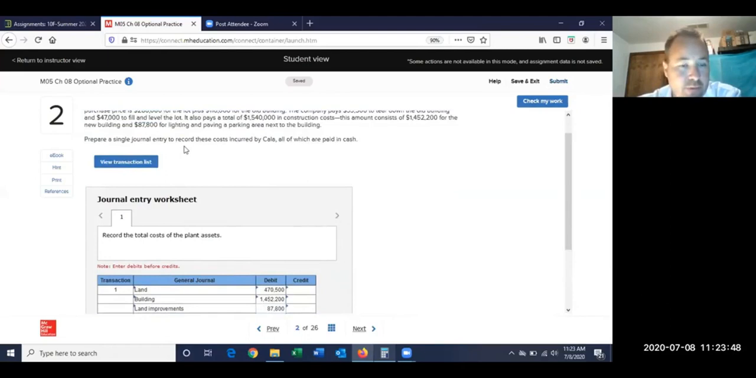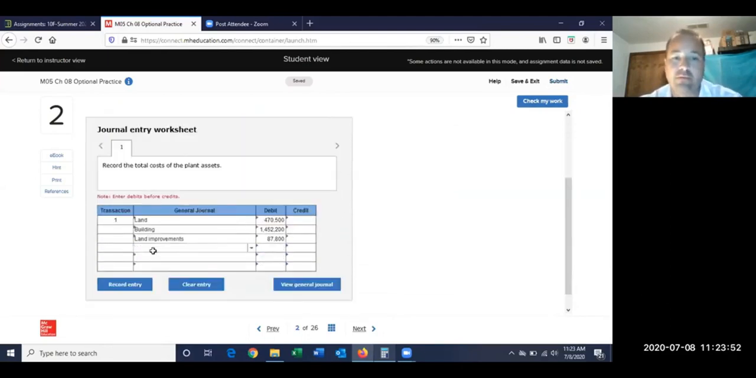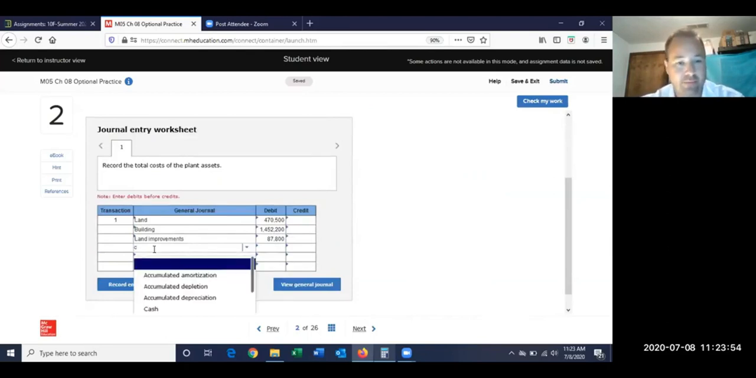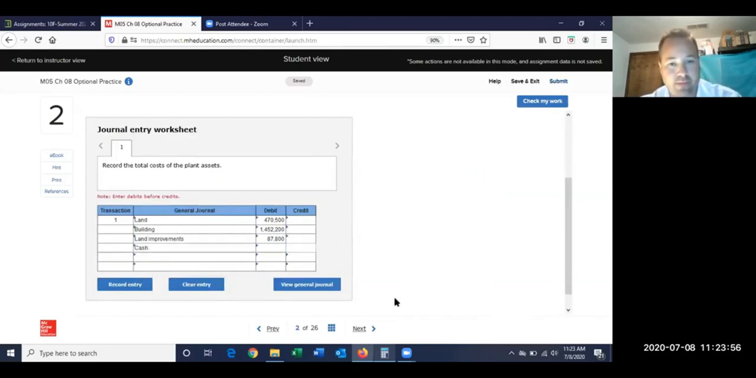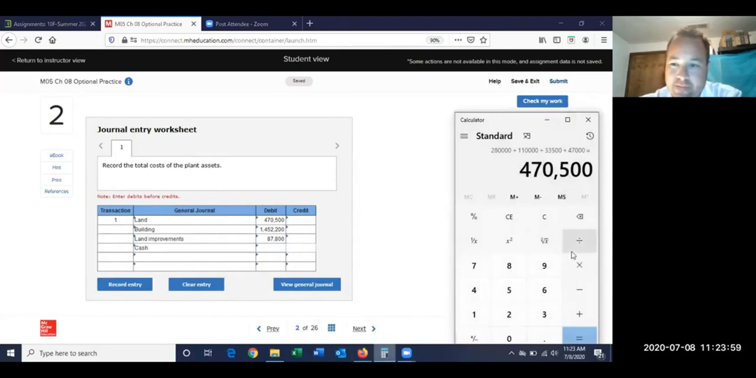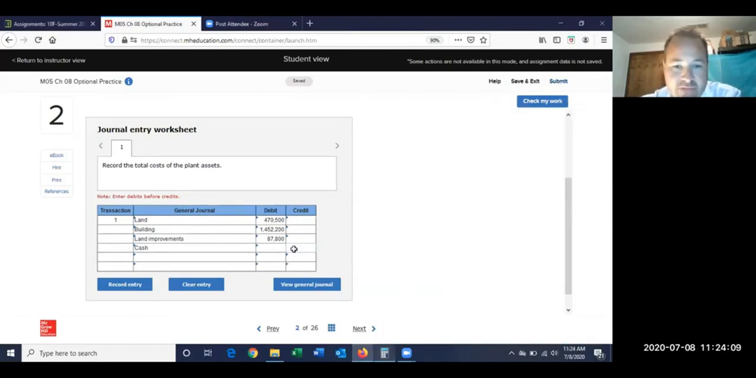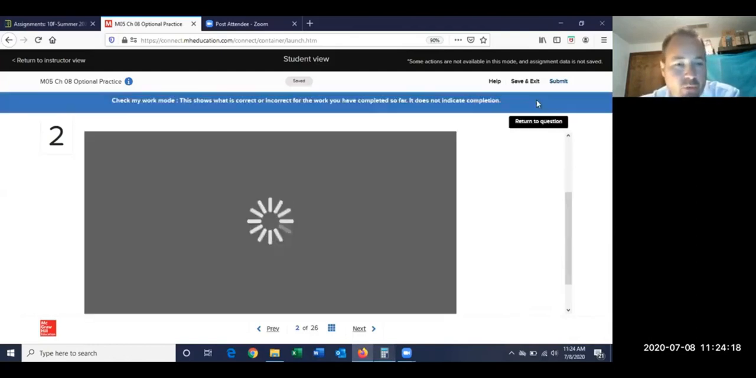It tells us here, prepare a single journal entry, all of which were paid in cash. Probably unlikely, but okay. So we're just going to add them all up, see how much cash we paid. So I'm going to credit $2,010,500. Our entry, and let's check the work.